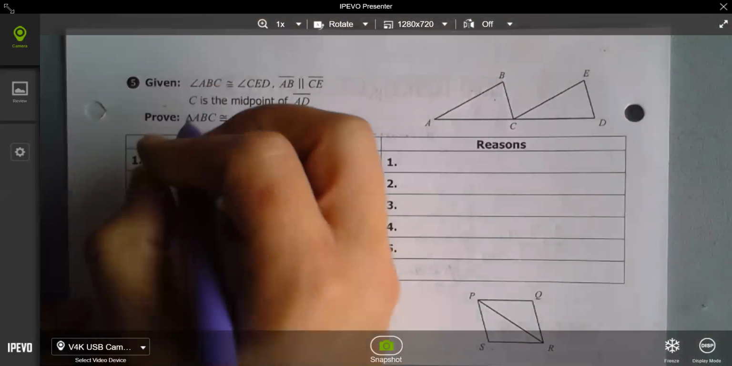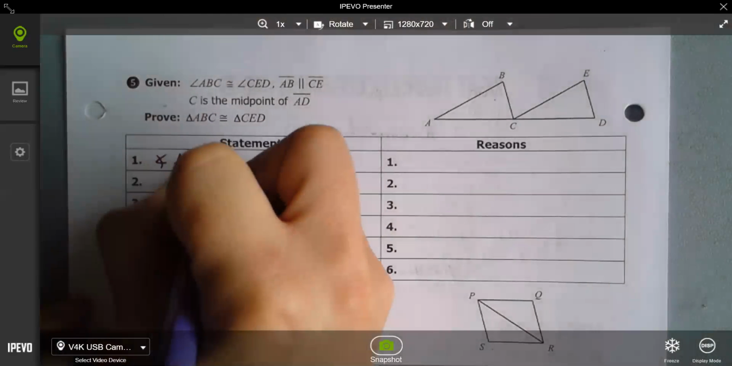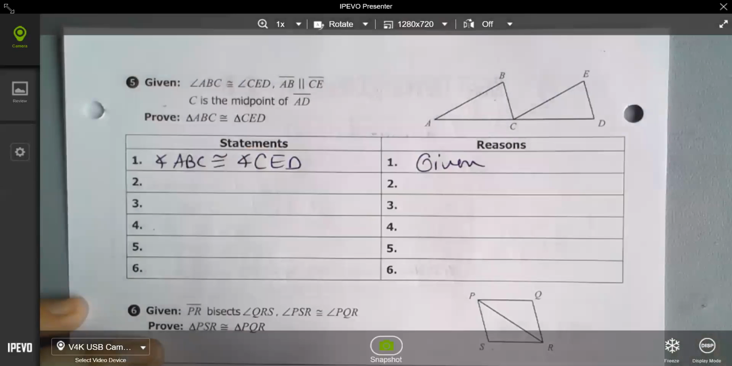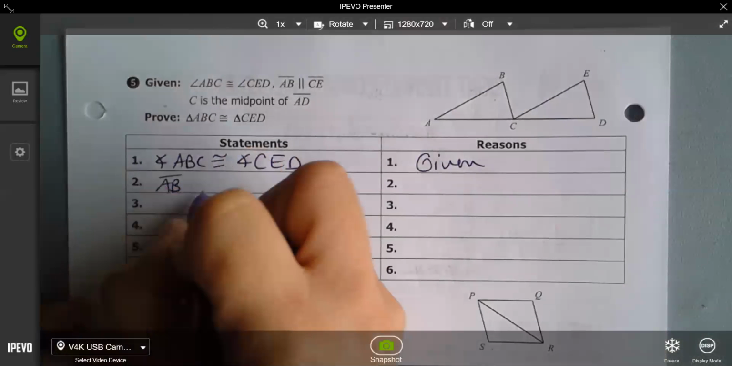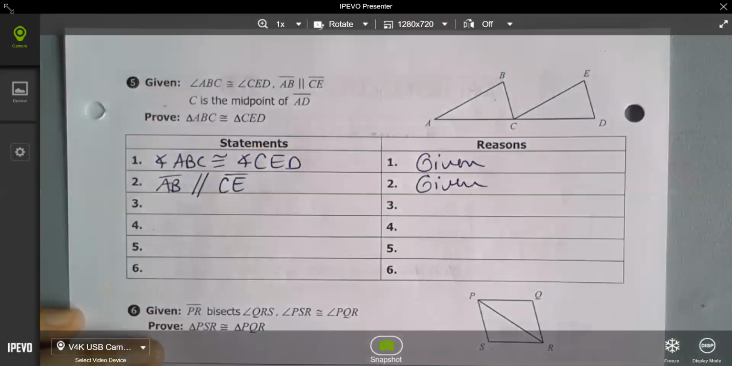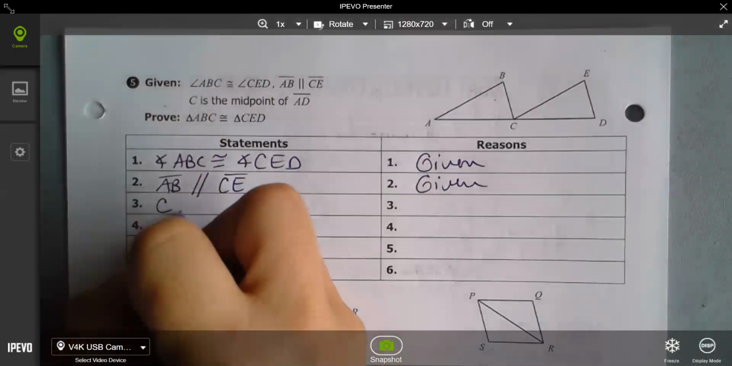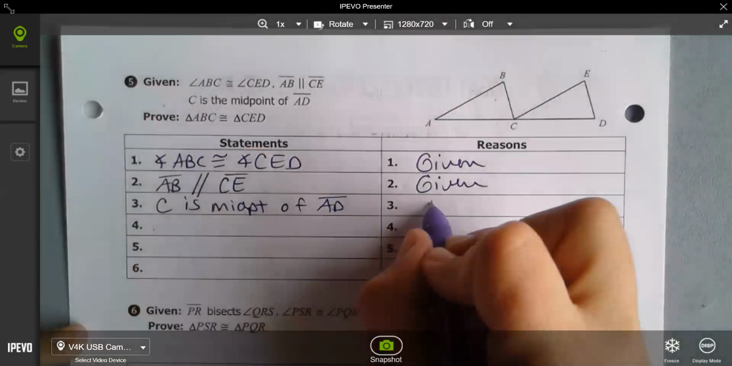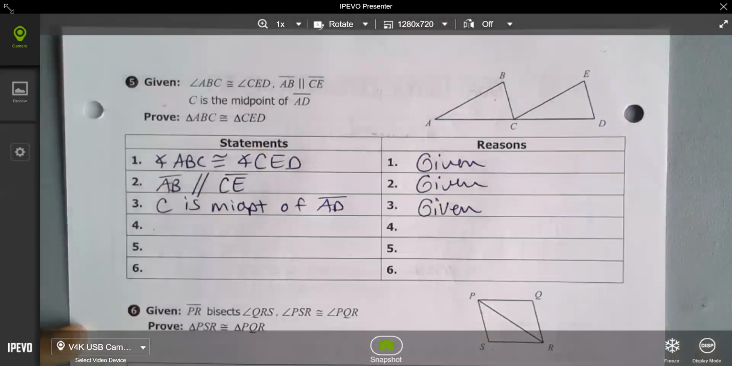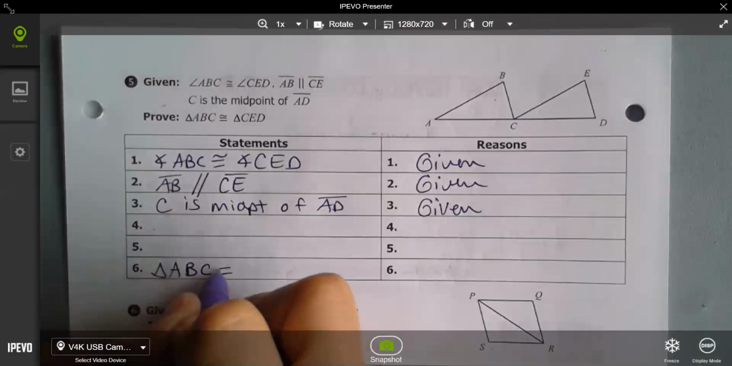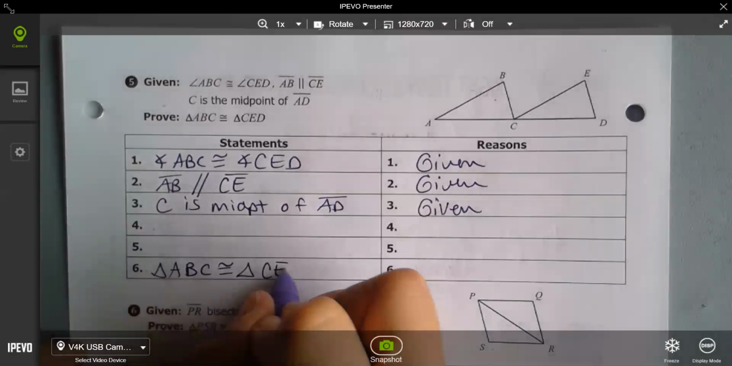All right, given angle ABC is congruent to angle CED, given. Next one says that AB is parallel to CE, given. We've got another one. It says that C is the midpoint of AD, given. And then our prove statement. So triangle ABC is congruent to triangle CED.